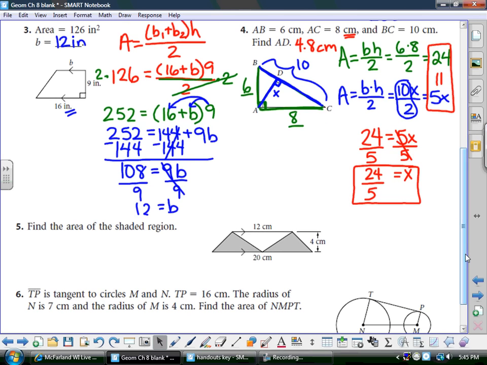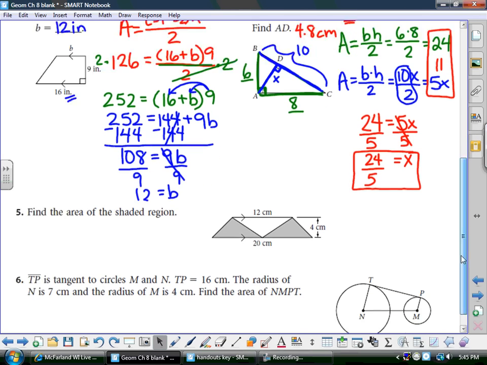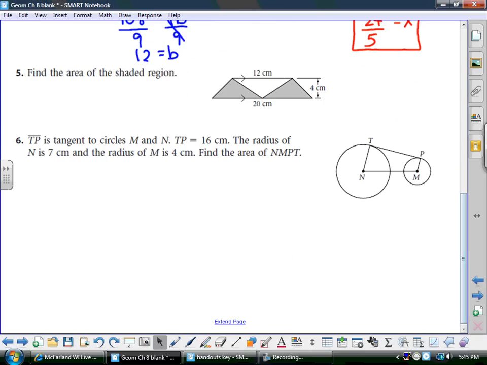To find the area of the shaded region in this next problem, we're going to figure out the area of the big trapezoid, and I know it's a trapezoid because it does have one pair of parallel sides. I'm going to figure out the area of that big trapezoid, and then I'm going to subtract off the area of the white triangle that's missing.